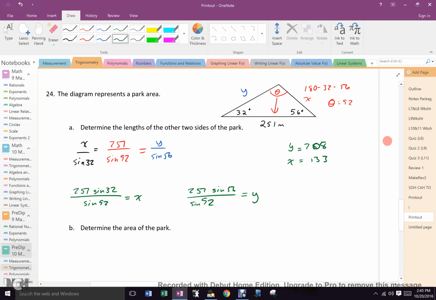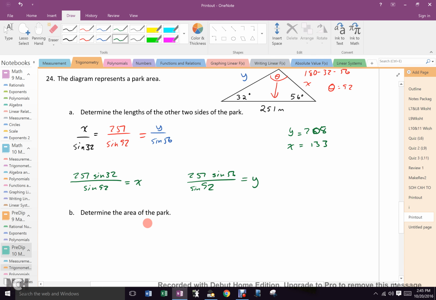Okay. And then determine the area of the park. Well, the area of the park, I had the area equals 1/2 base times height. Well, 1/2 times the base was 251, and I just needed the height. Well, the height is this: 32, 208, and h. Sine 32 equals h over 208, so height equals 208 sine 32.